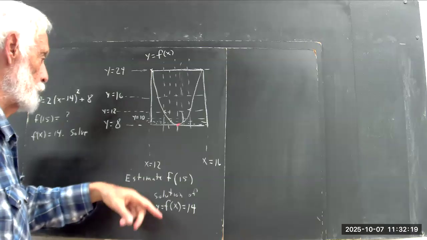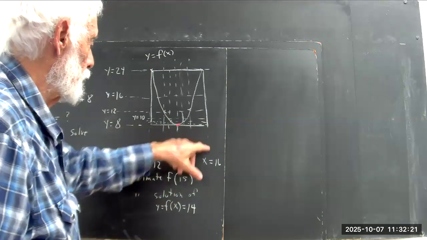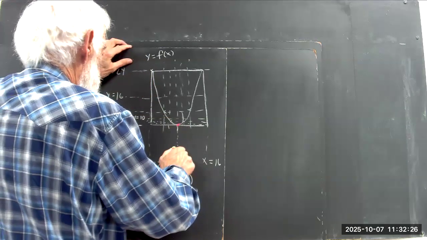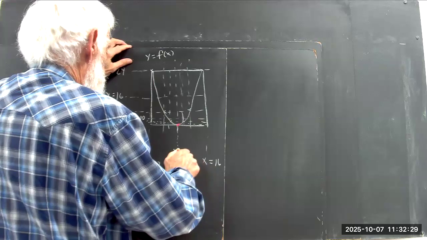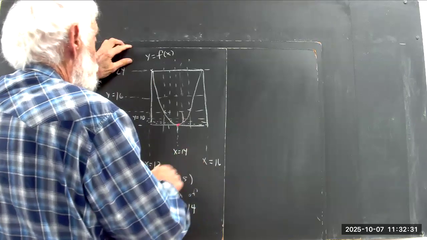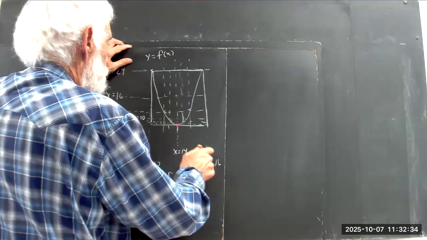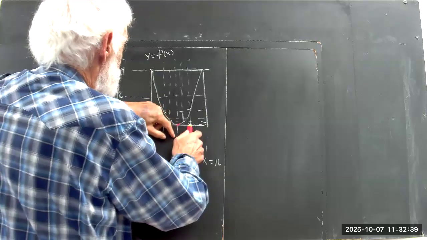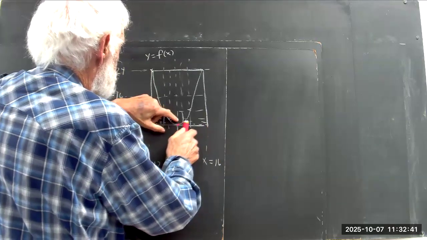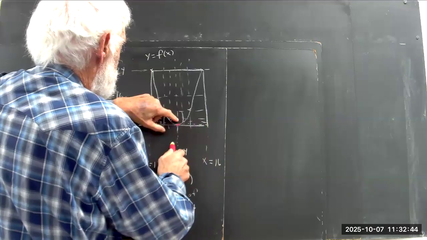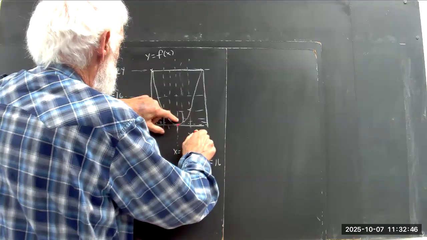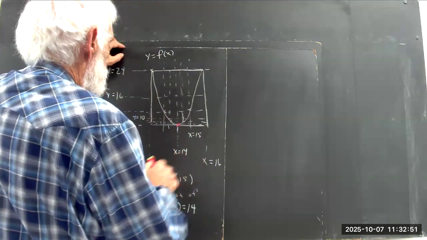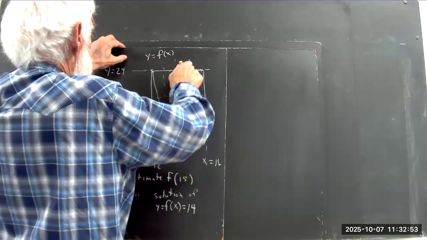X from 12 to 16, that means this window is 4 units wide. So the line through the center, halfway between 12 and 16, is 14. This line is halfway from the right edge to the center. What's halfway from 16 to 14? It's x equals 15. And then halfway from 14 to 15 is x equals 14 and a half.